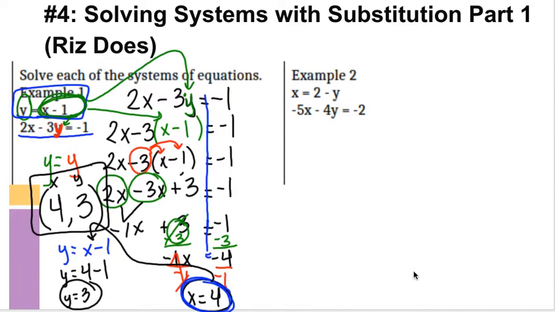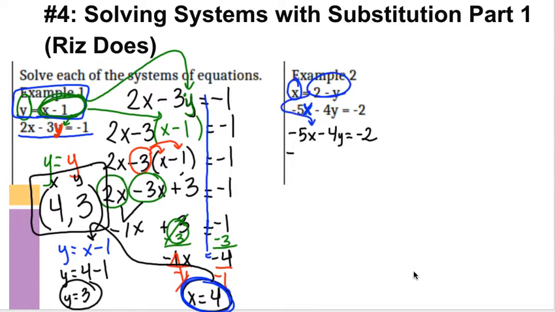It says x equals 2 minus y. Second equation says negative 5x minus 4y is equal to negative 2. So in this situation, I see x alone. So in that case, I'm going to replace x. So I'm going to rewrite that second equation. Negative 5x minus 4y is equal to negative 2. But instead of the x, I'm going to replace what x is equal to, which is really 2 minus y.